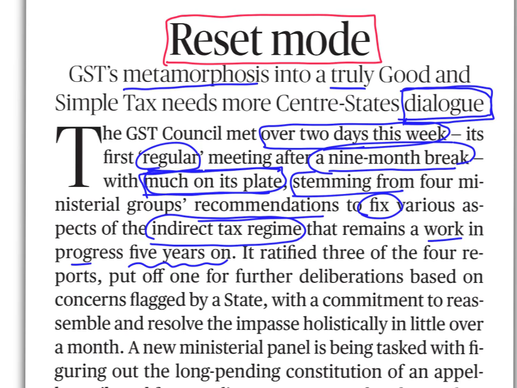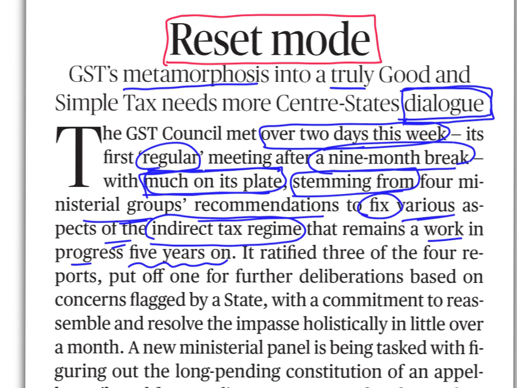They were stemming from 4 ministerial groups' recommendations, right? 4 ministerial groups recommended certain things to fix various aspects of the GST regime. They recommended certain changes. So the GST Council needs to sit together, go through all the recommendations and decide whether to implement those recommendations or not, right? That is something pending before the GST Council.